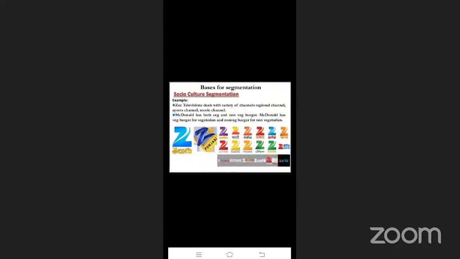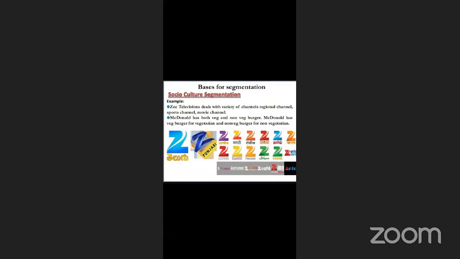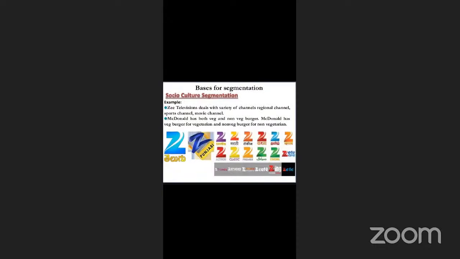So next, I will share one picture, then you will easily understand what is culture and all, why all these segmentations are needed. See, Zee News, socio-cultural segmentation. Zee News, Zee Telugu है, Zee Punjabi, Zee Marathi, Zee Classic है, सब है देखो.